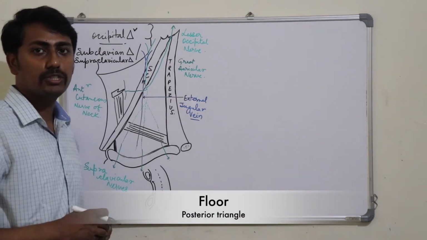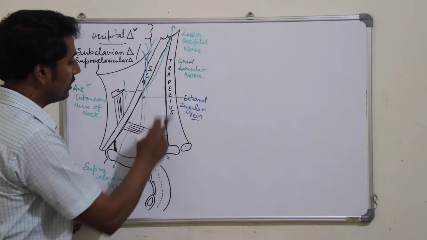Now the floor of the posterior triangle of the neck. So let us draw this triangle separately here.